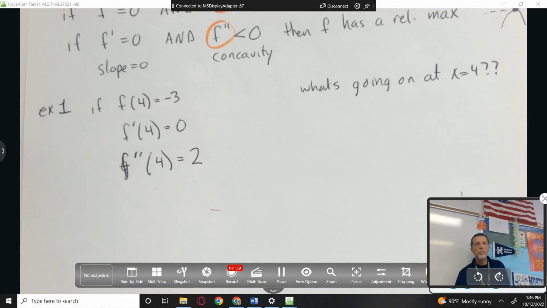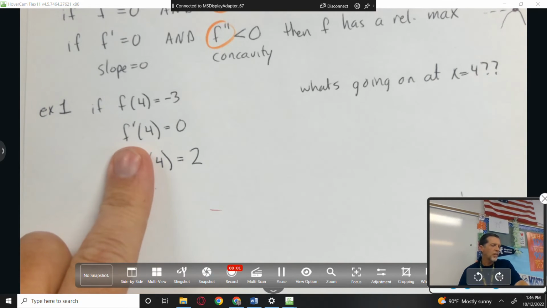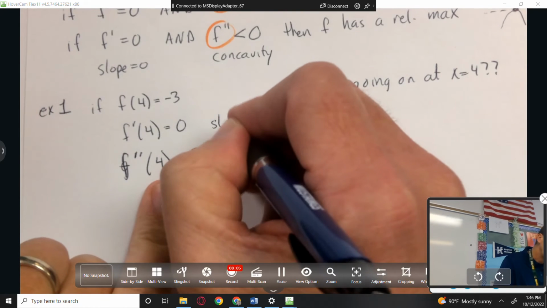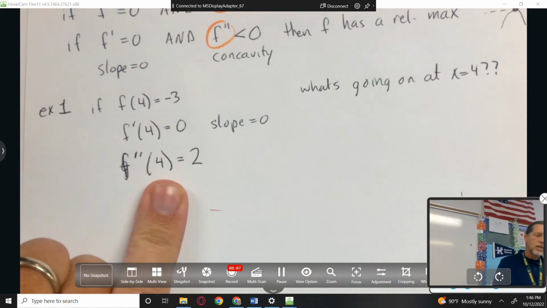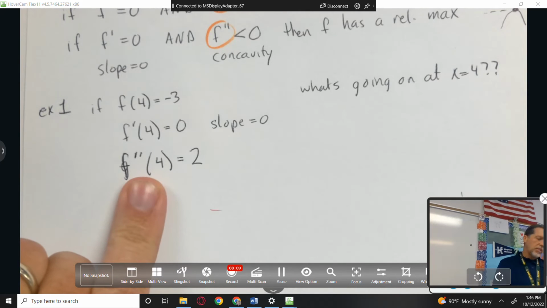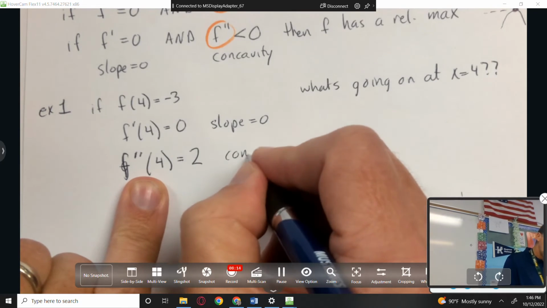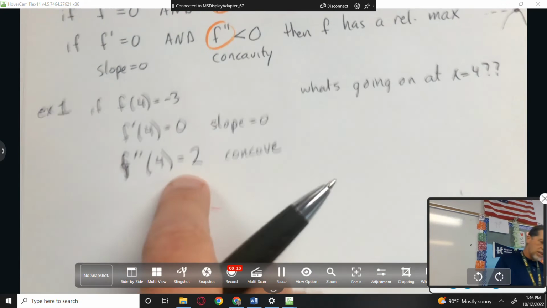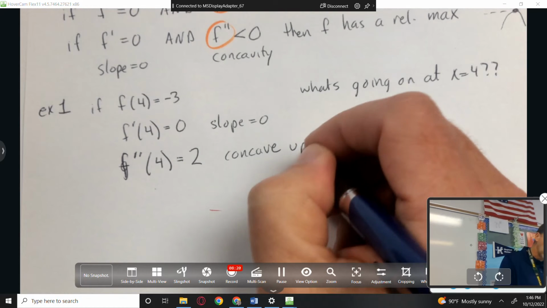So I'll give you some maybe random information, and we've got to piece it together here. So f prime, what does that tell us about the graph of f? Slope. It's the derivative. The second derivative, what's that tell us about the graph of f? Concavity. And so is this one concave up or concave down? Concave up. Second derivative is positive, so we're concave up.